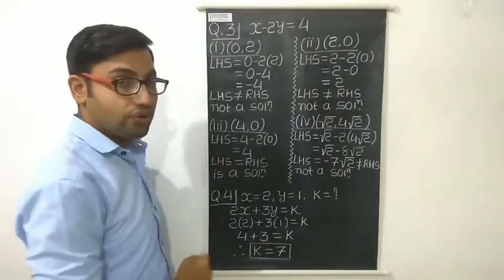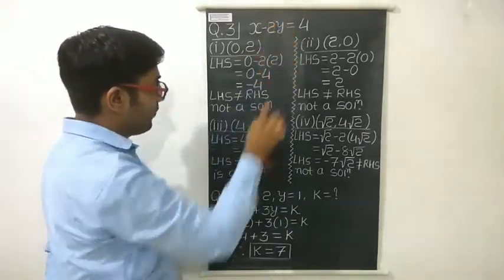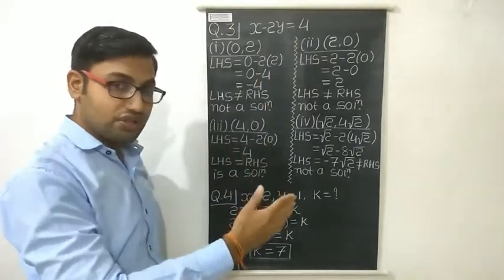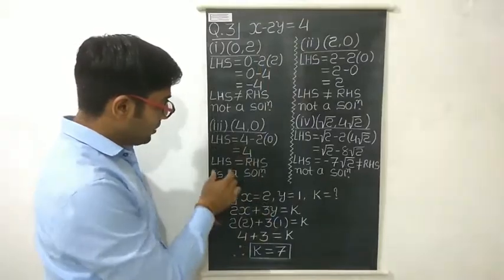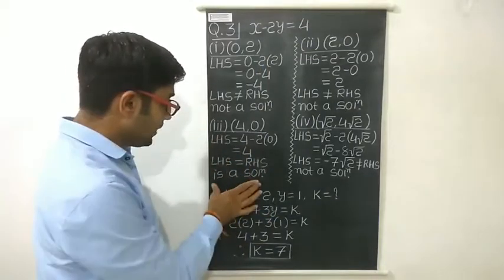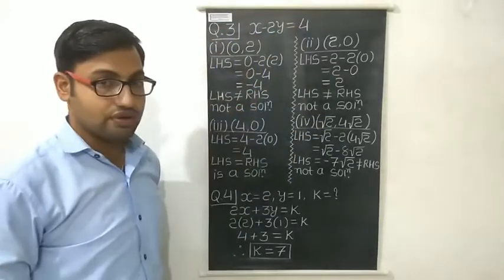Third, 4, 0. We have to put, instead of x 4, instead of y we have to put 0. So 4 minus 2 into 0. 2 into 0 is 0. We get the value of 4. So left hand side and right hand side values are now equal. So we can say that 4, 0 is a solution of this linear equation.